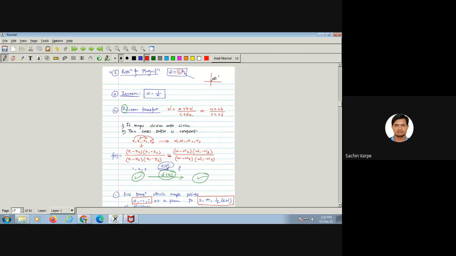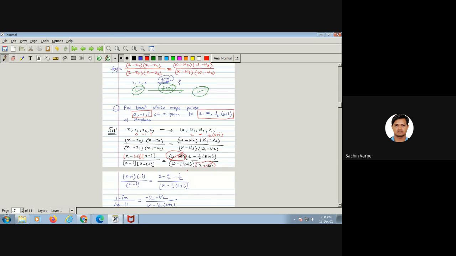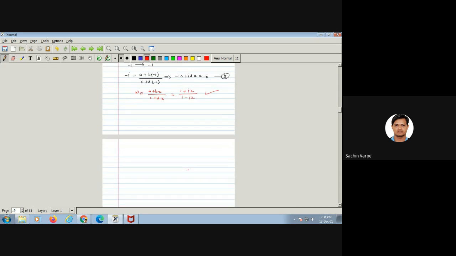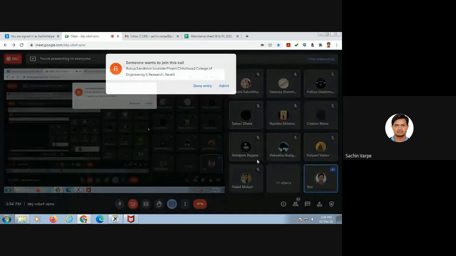As we have discussed, it maps circles onto circles. Bilinear transformation maps circles in z plane to circles in w plane. And the second property of bilinear transformation is that the cross ratio is constant. So the cross ratio of z coordinates and the cross ratio of w coordinates is constant. We have discussed two examples also, right? So let us discuss one theoretical question based on the bilinear transformation.